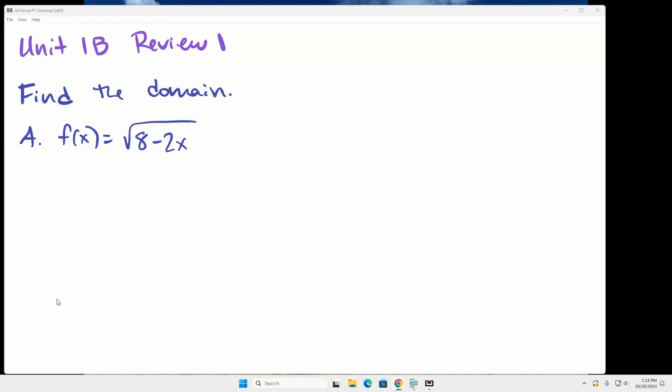All right, so when we learned about finding the domain, there were two things that restricted the domain. One was having a variable in the denominator, and the other was having a variable under an even root. And so this is one of the situations where there is an even root. Do you guys remember what you do with that 8 minus 2x?